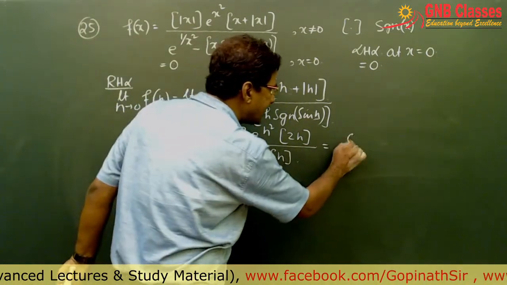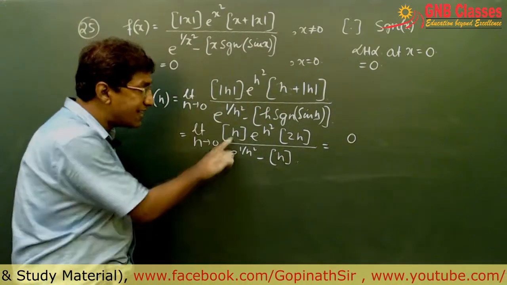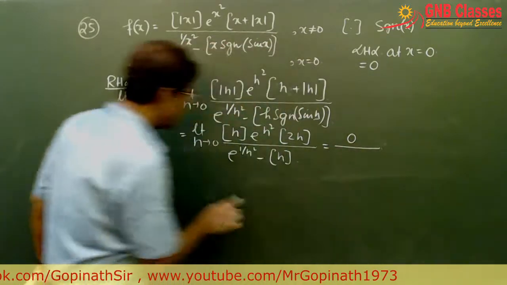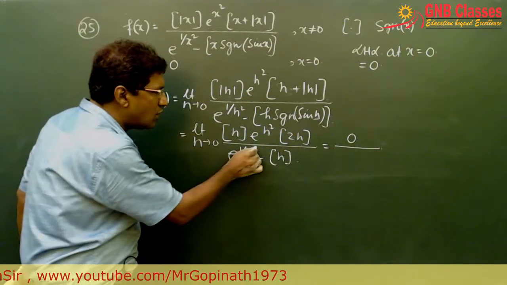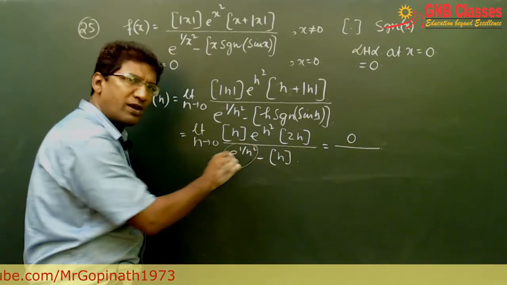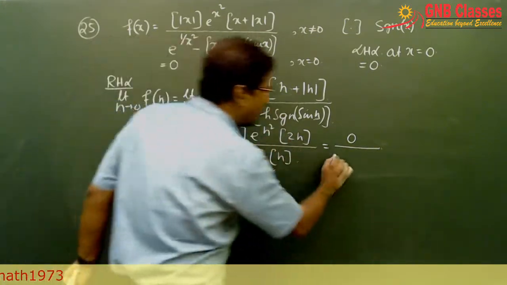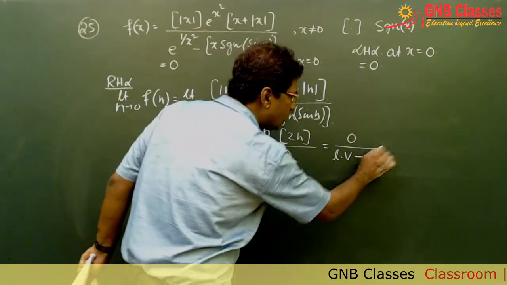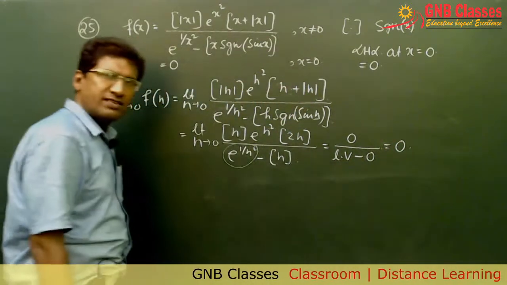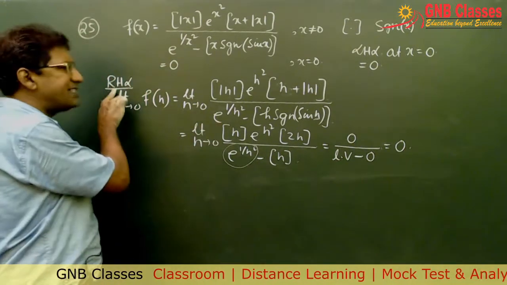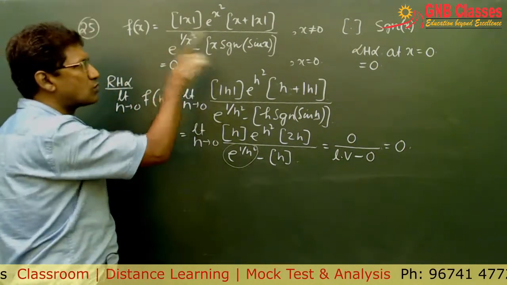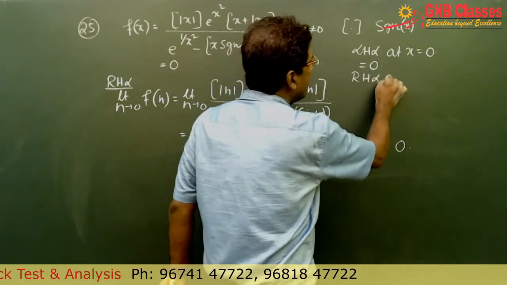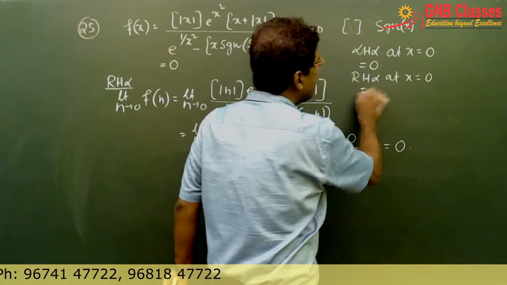So in the numerator again we are getting 0. Look carefully, exactly 0 we are getting in the numerator. But in the denominator, similarly, as h is approaching 0, e to the power 1 by h squared is approaching a very large value, minus this one will again give you 0. So ultimately we are going to get the value as 0. Therefore, the right hand limit at the point x equals 0 is also 0.